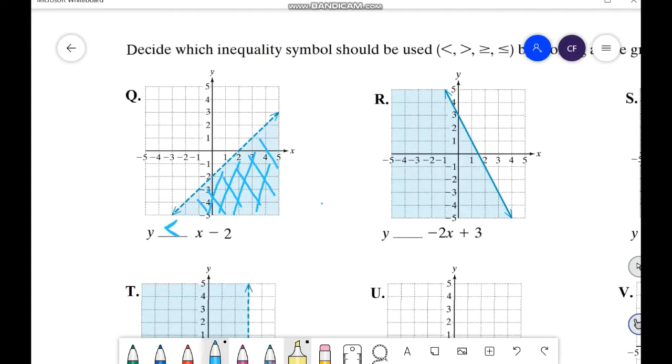If you have the solid line, then you have the less than or equal to. Okay? With the solid line. That's it. And here is asking a question.